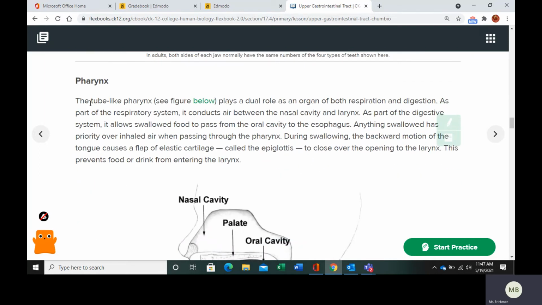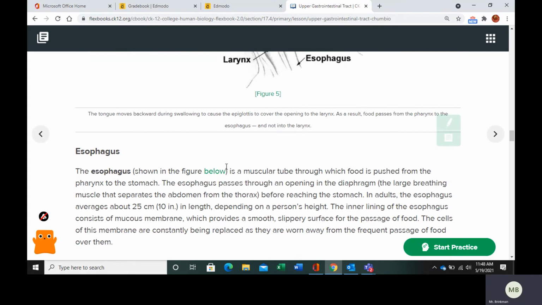The pharynx is the first tube your food goes down. This is an organ of respiration and digestion. It has the epiglottis, which closes over the opening of the larynx to prevent food or drink from entering the larynx. If your food or drink has ever gone down the wrong tube, the larynx, you start coughing, and that's your body's way of trying to get it out of there.